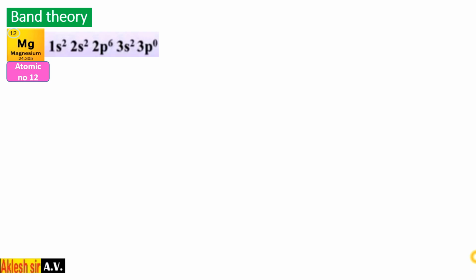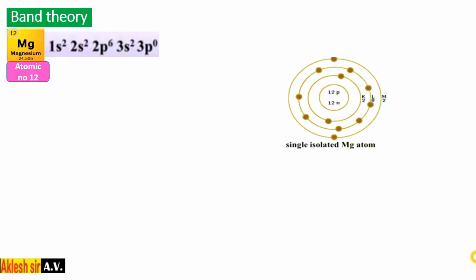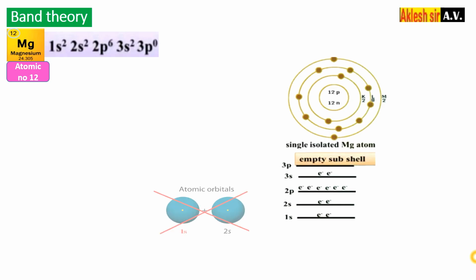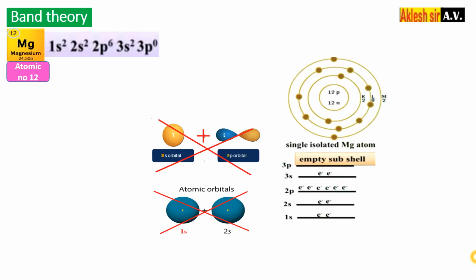In a single atom such as magnesium, whose atomic number is 12, the electronic configuration is 1s2, 2s2, 2p6, 3s2, 3p0. In a magnesium atom, electrons of atomic orbitals occupy fixed and discrete energy levels, like 1s, 2s, 2p, 3s, and 3p remains vacant. These energy levels are separate and do not overlap with each other.